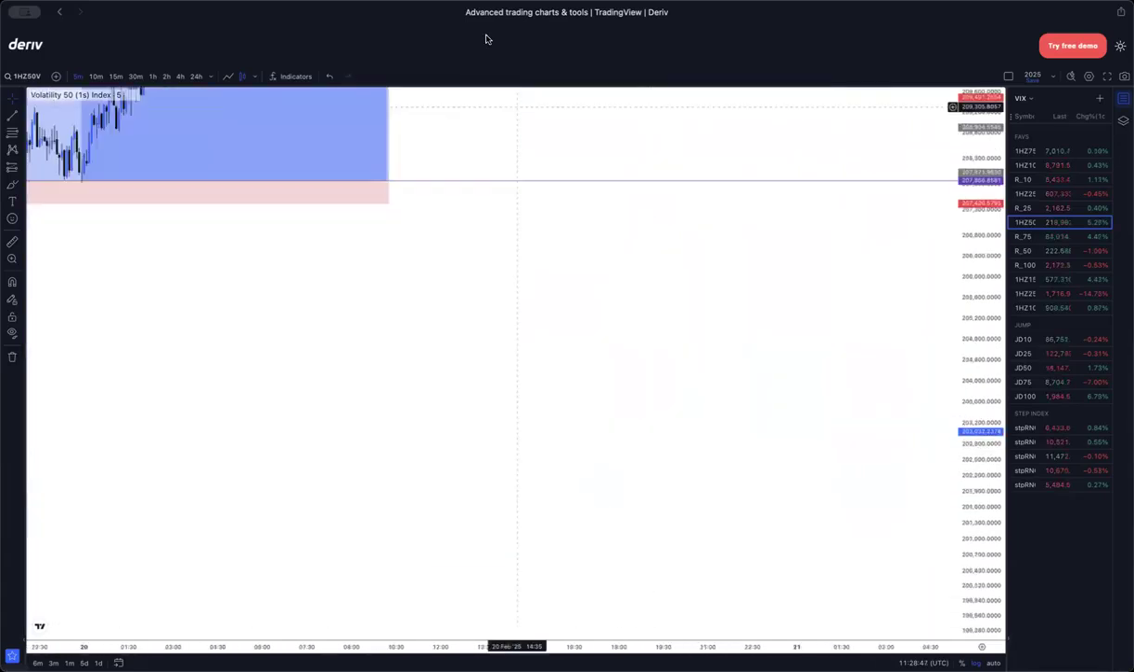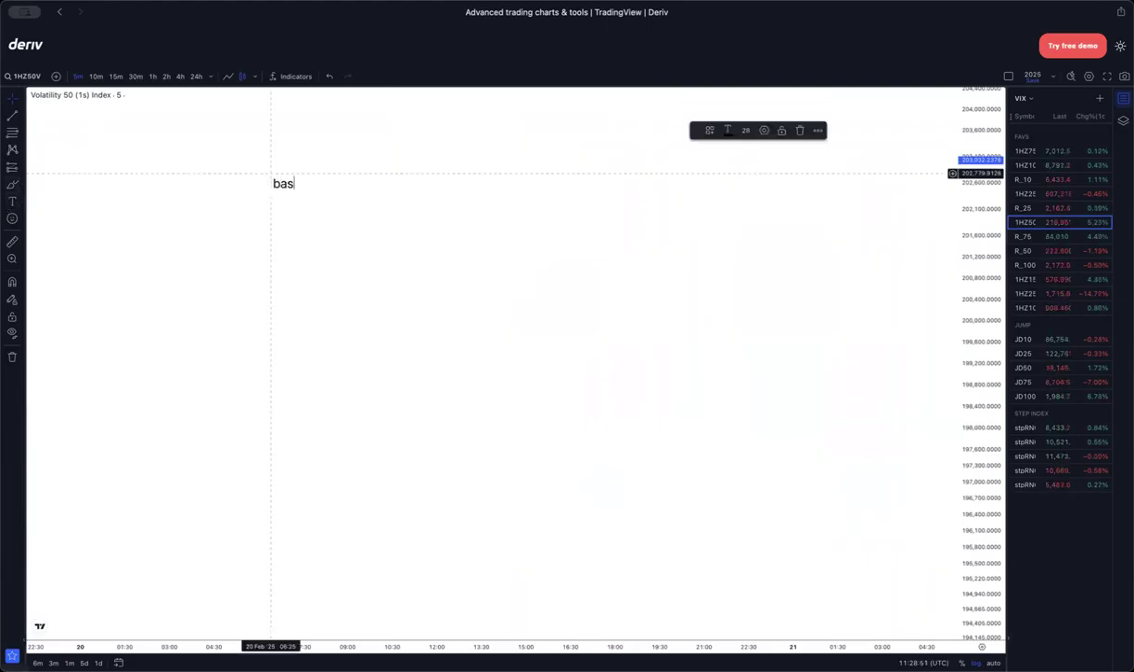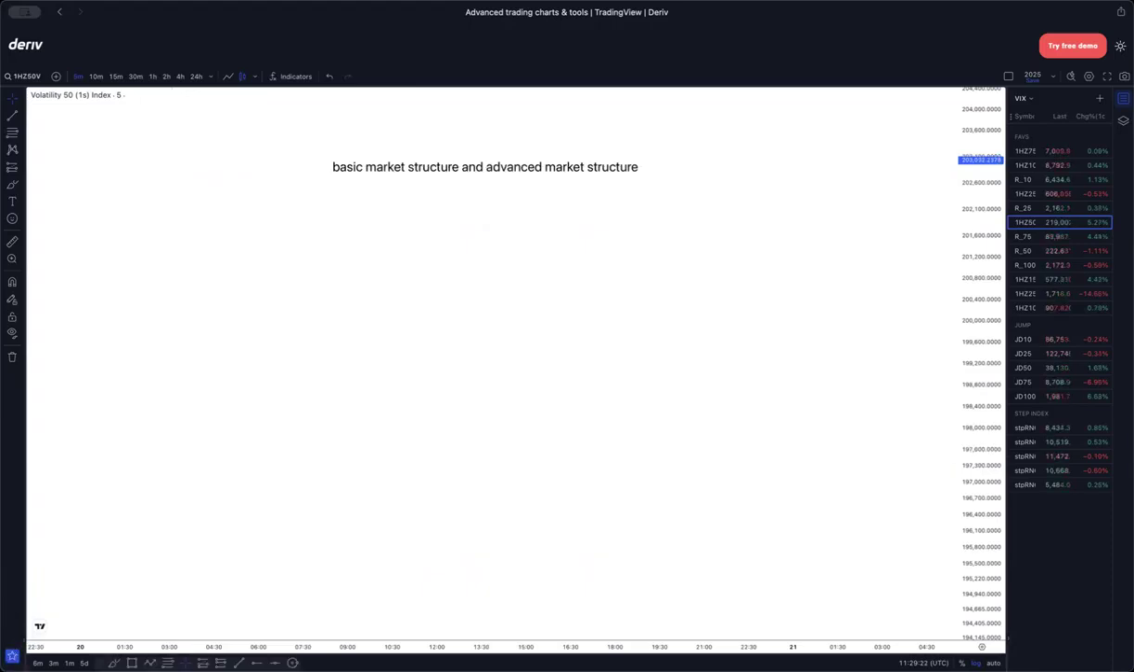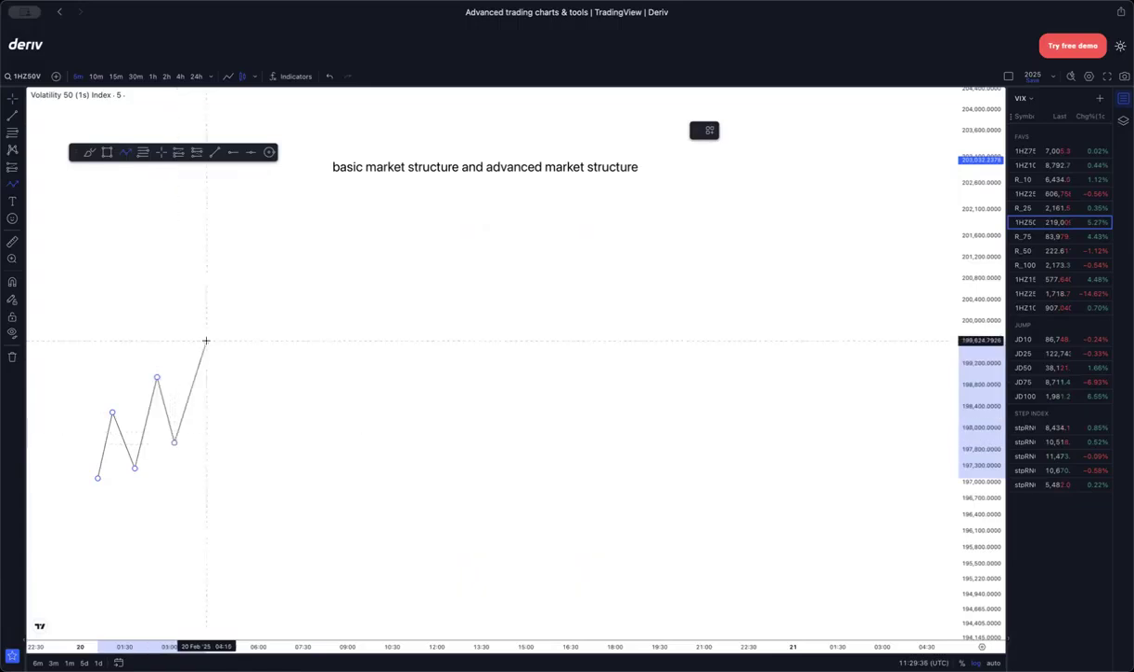So under market structure, we want to look out for two things. We have the basic market structure and we have the advanced market structure. For me, I trade the advanced market structure. For the basic market structure, we have a bullish way, like our higher high, higher low, higher high, and higher low. The same thing for the bearish: lower high, lower low, and it keeps going on like that.